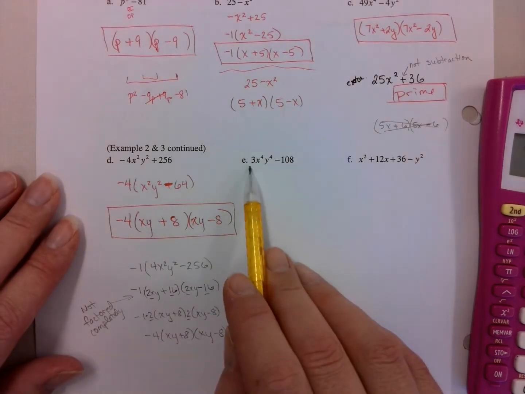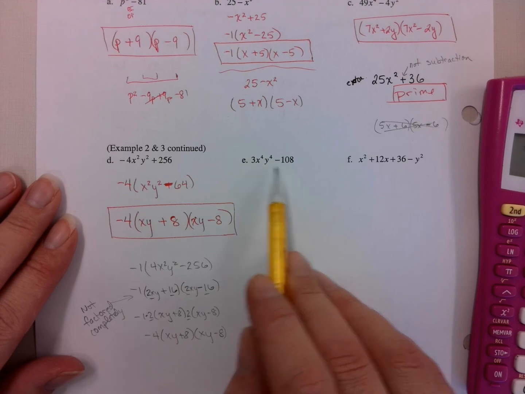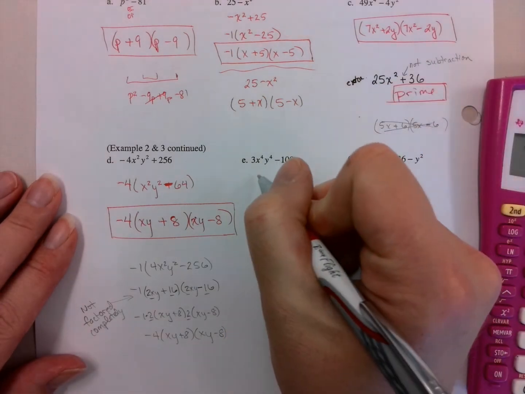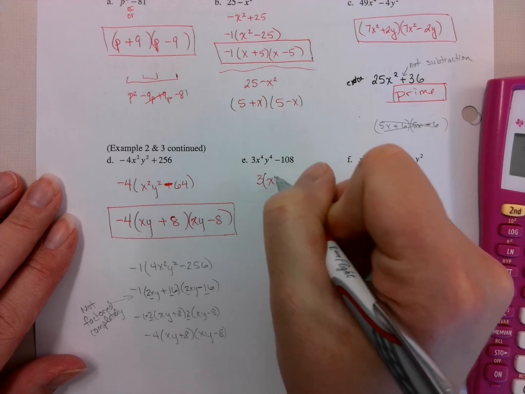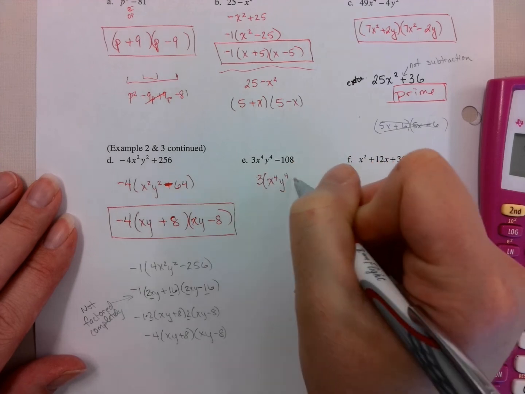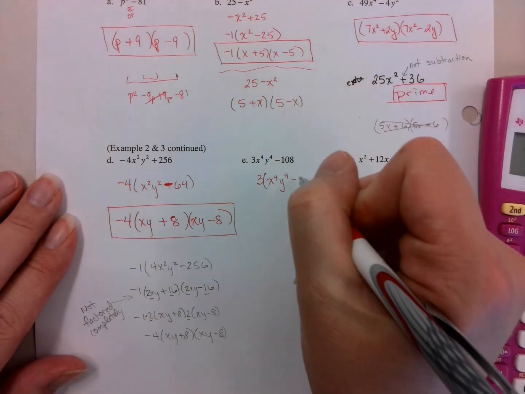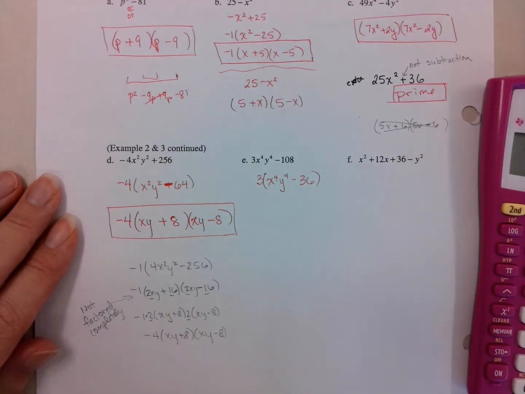Okay, now 3 is not a perfect square and neither is 108. And both of these are divisible by 3, so that's good news. Take out the 3, you're left with x to the 4th, y to the 4th, minus, I better double check myself, 36.